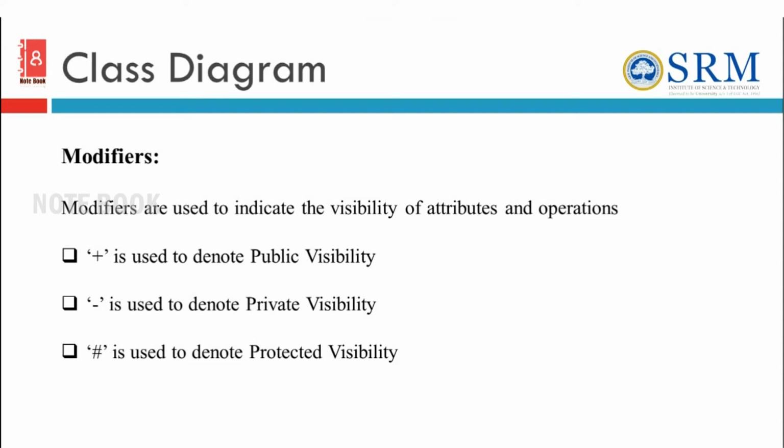The first one is the plus symbol. The plus symbol denotes the public visibility. Then the hyphen symbol. Hyphen symbol is used to denote the private visibility. Then the third one, hash symbol. Hash is used to denote the protected visibility.